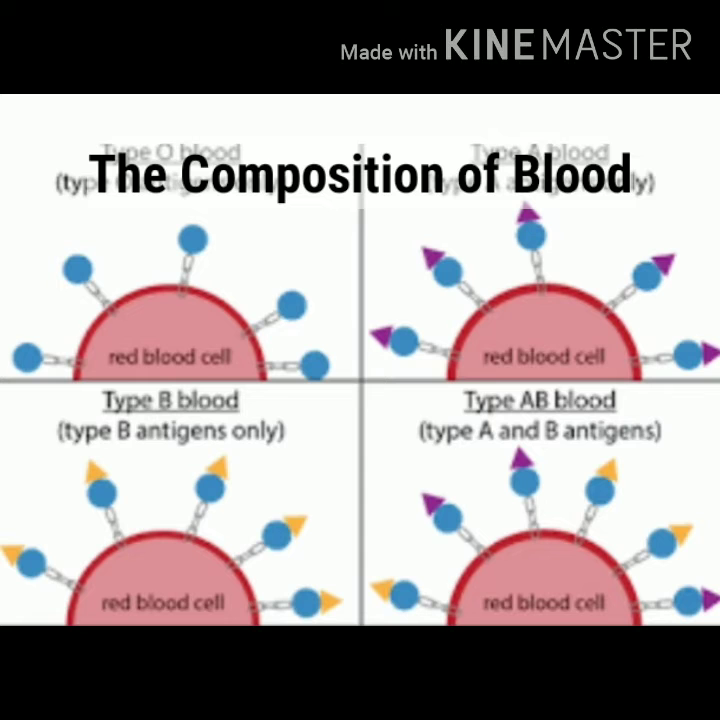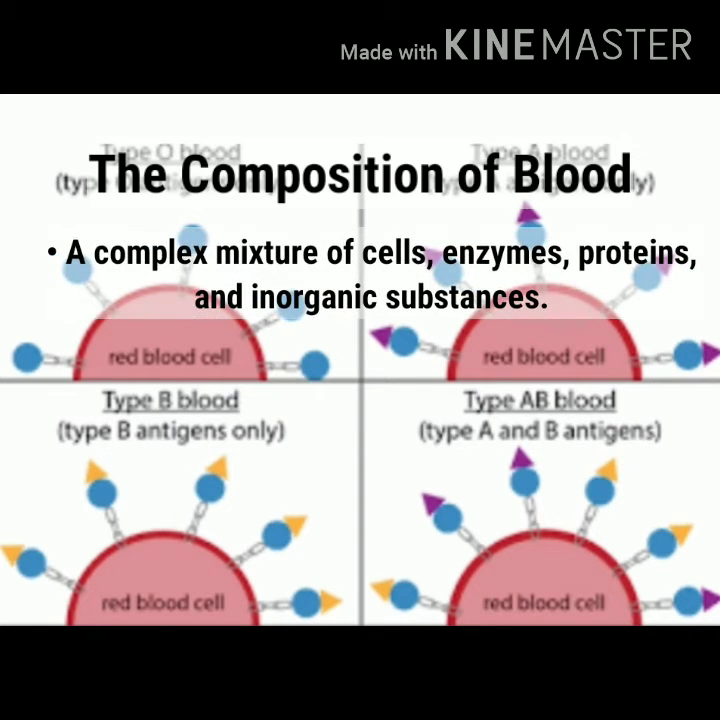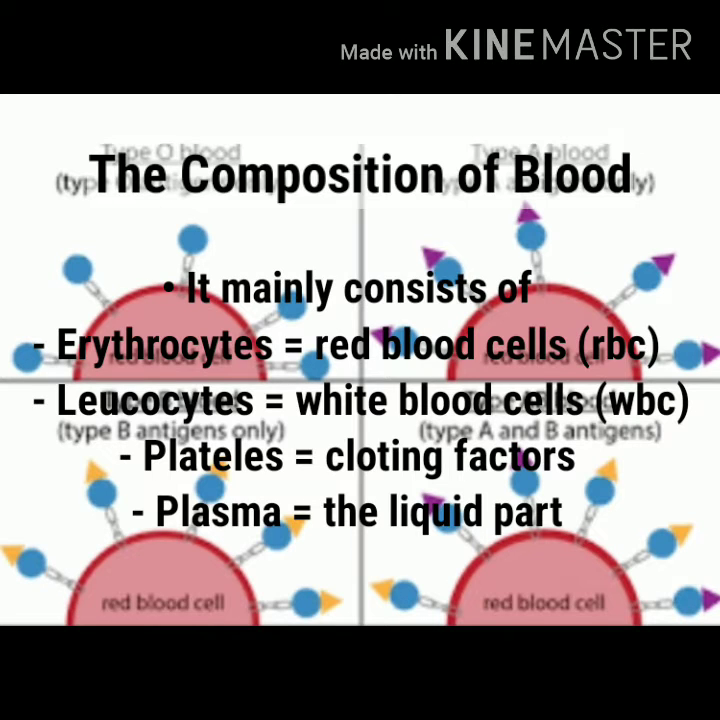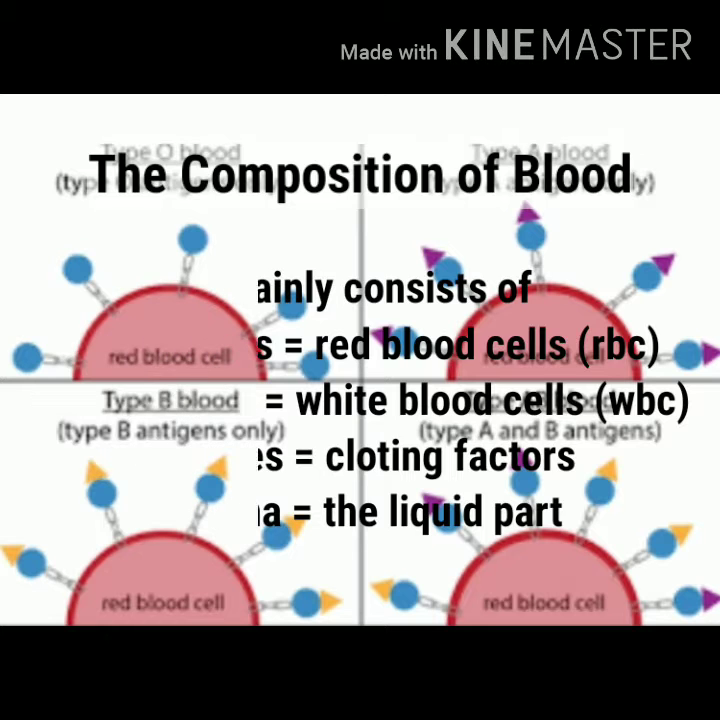And lastly, we have the composition of blood, a complex mixture of cells, enzymes, proteins, and organic substances. It mainly consists of erythrocytes, red blood cells or RBC, leukocytes, white blood cells or WBC, platelets, clotting factors, and plasma, the liquid part.